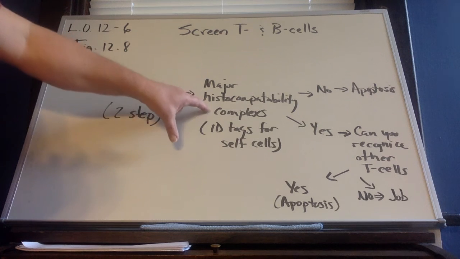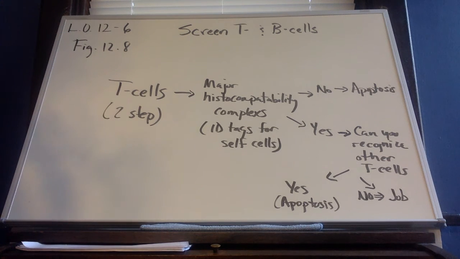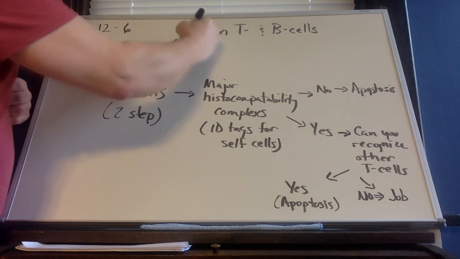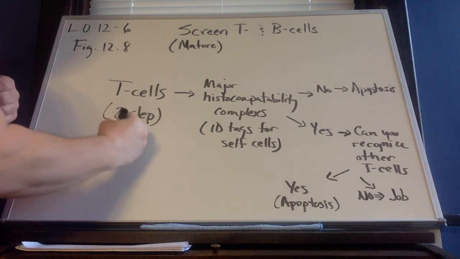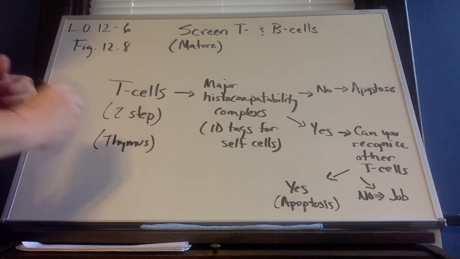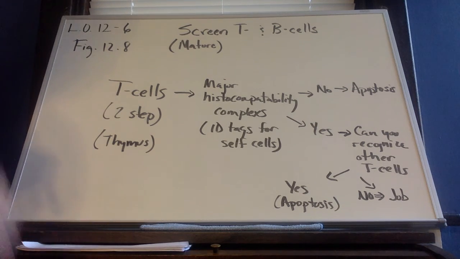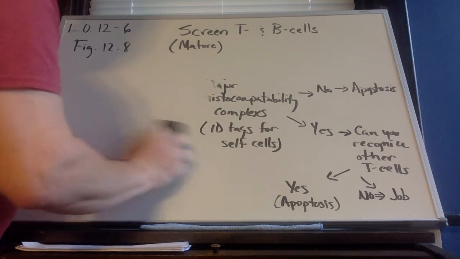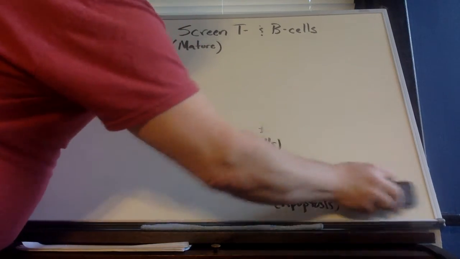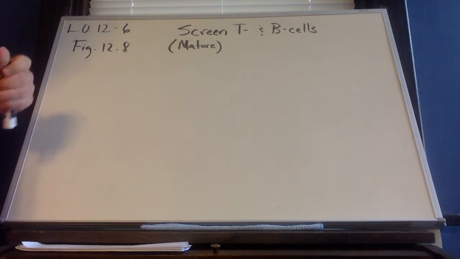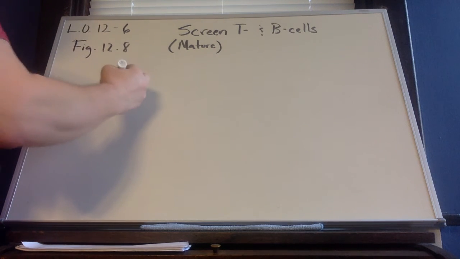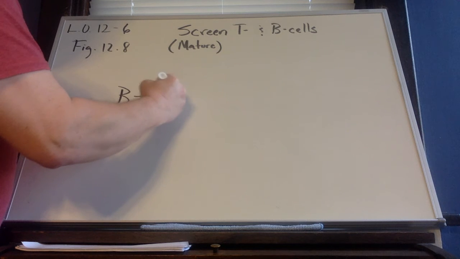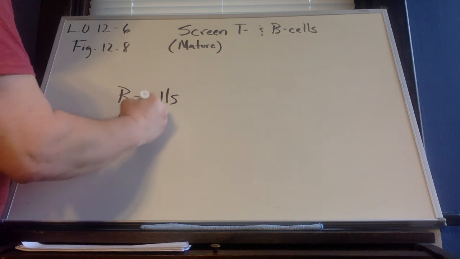So these major histocompatibility complexes are very important. When we talk about things being matured, this is that screening process. And for T cells, this will occur, remember, in the thymus. For B cells, it's only a one-step process. B cells are only asked, can they recognize those major histocompatibility complexes? B cells get trained in the bone marrow.